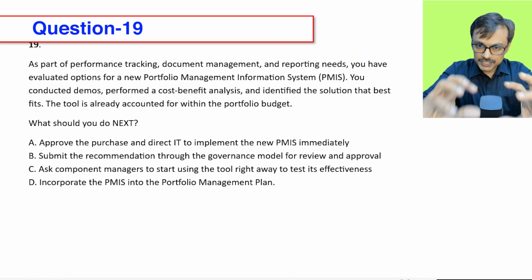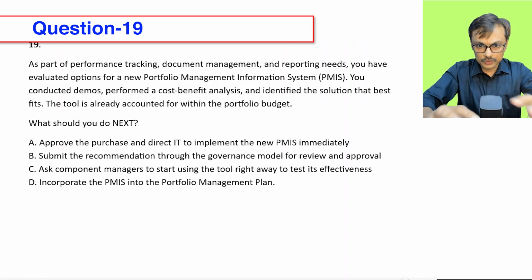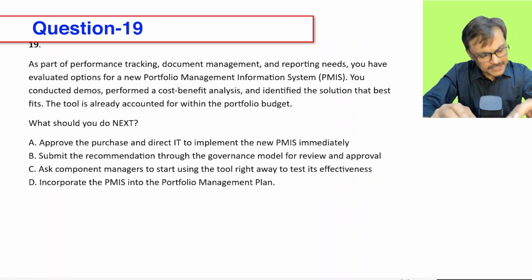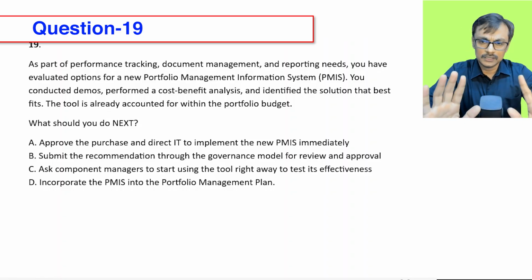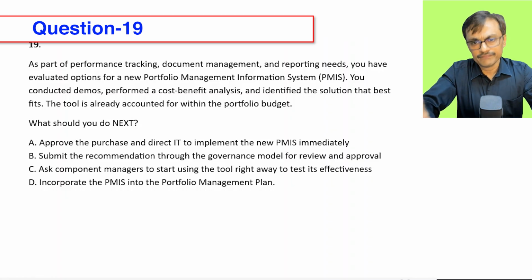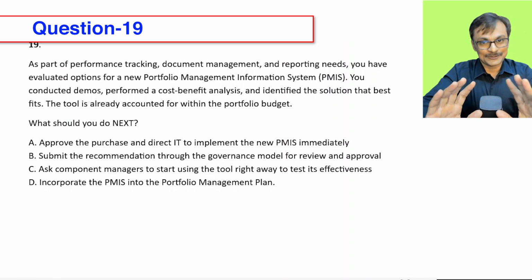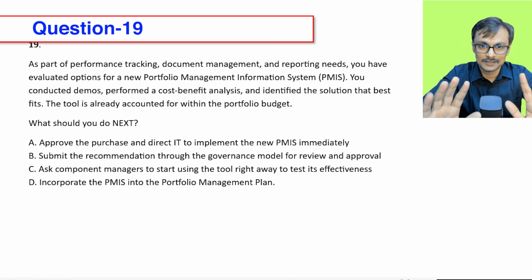So this question is asking, I am selecting or replacing the PMIS, and the current document and reporting setup is not optimal. I'm using the new one, I have taken a demo and everything looks good, and the budget is also in place. So what should I do next? The idea is to see whether you go ahead and buy, or you take an approval from a governance group. That's the only trap it is coming with.